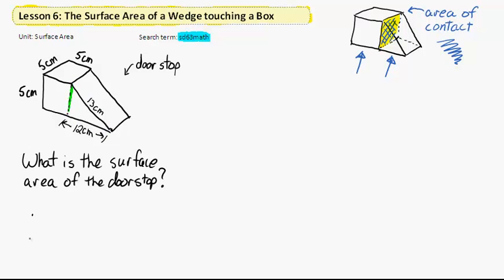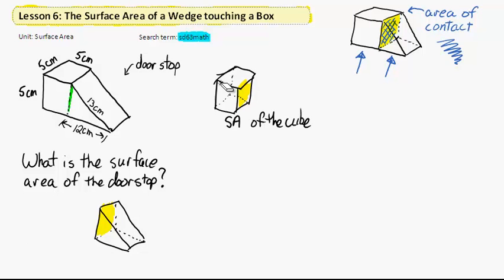One way to look at this is to imagine the cube separately, floating in space with its 6 faces, and calculate the surface area of that. Imagine the doorstop separately, calculate the surface area of that, and then subtract the areas that are covered by the contact. There are other ways to do this, but let's have a look at it this way.